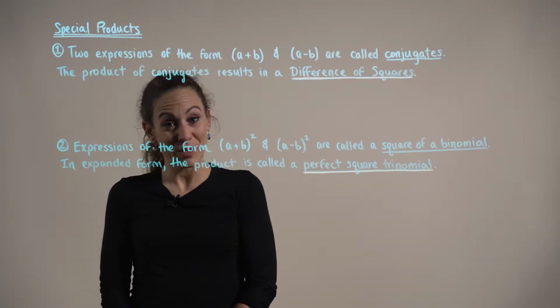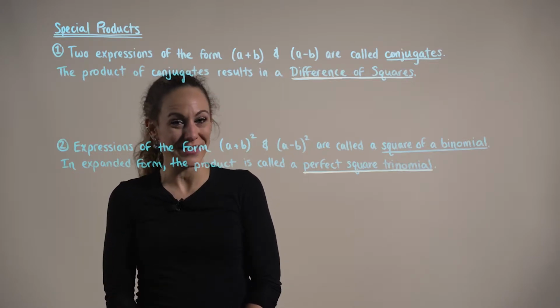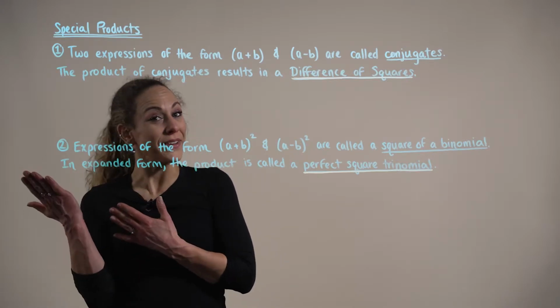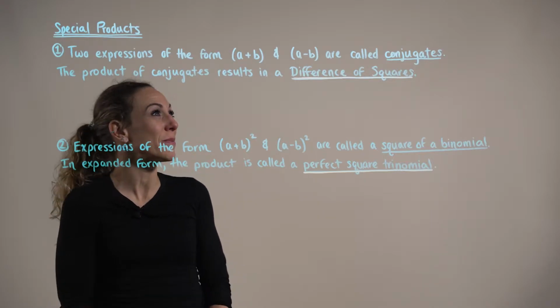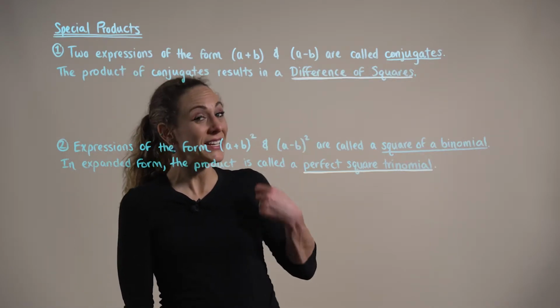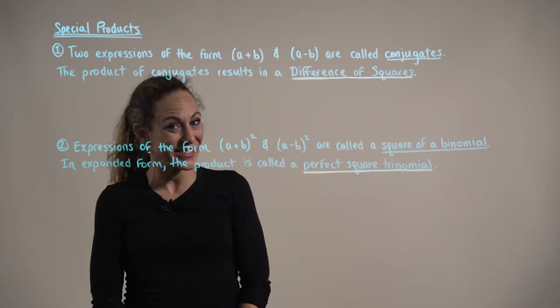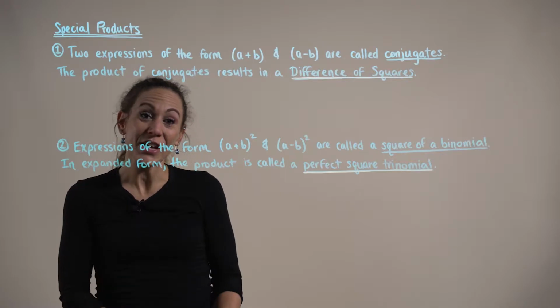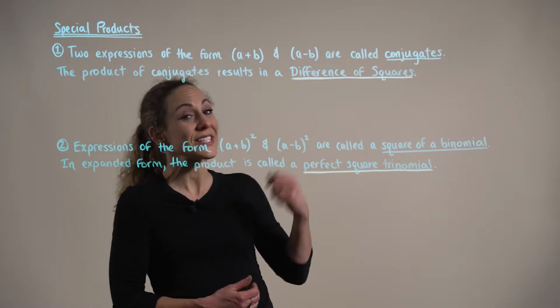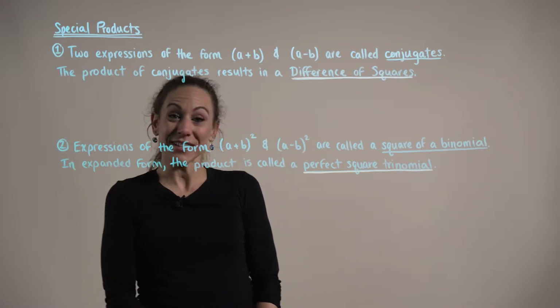Here we're looking at some special factorization formulas. Now, in case 1, we say that two expressions or two binomials of the form a plus b and a minus b are called conjugates. Now, if we multiply two conjugates together, this is going to produce what we call a difference of squares. So let's take a look.